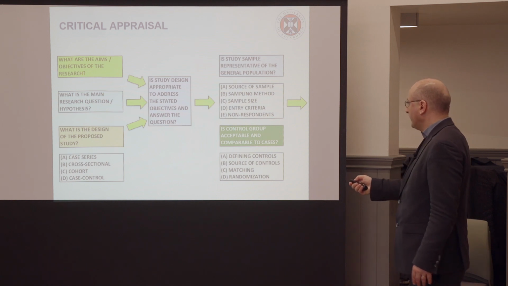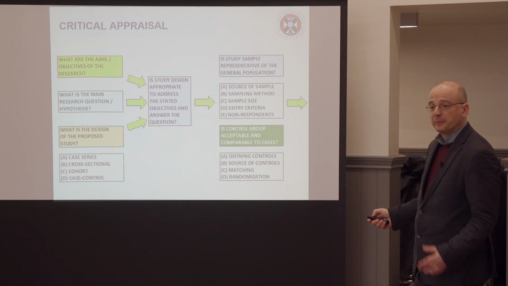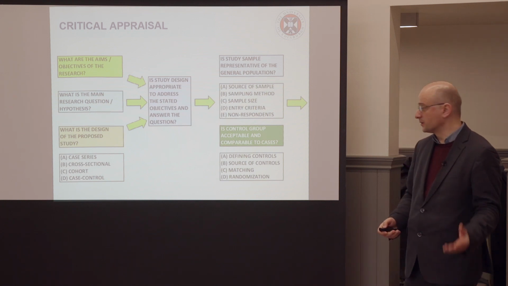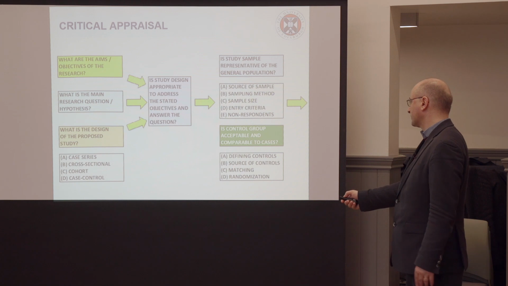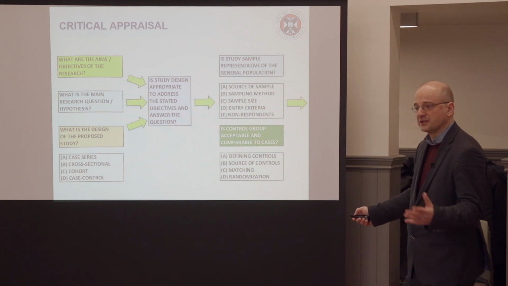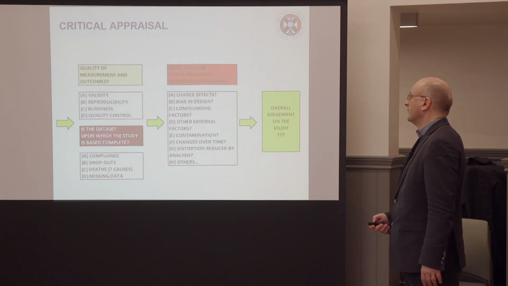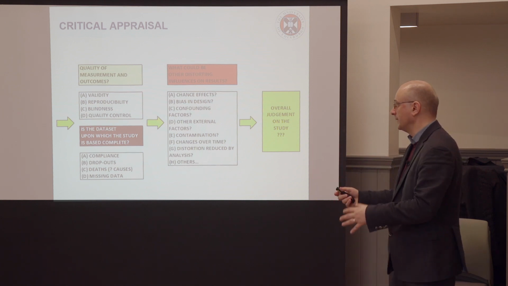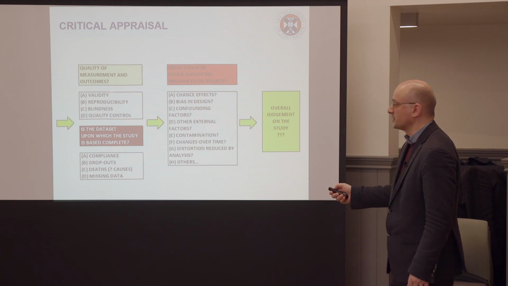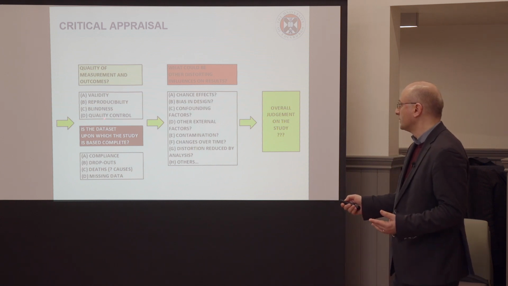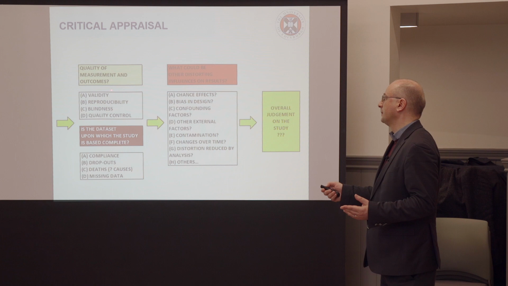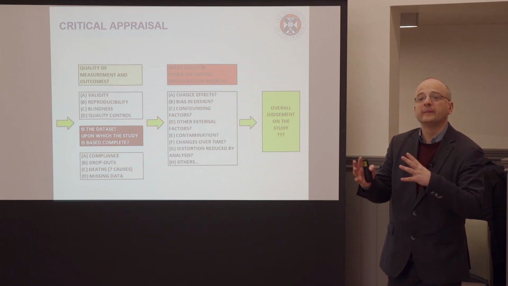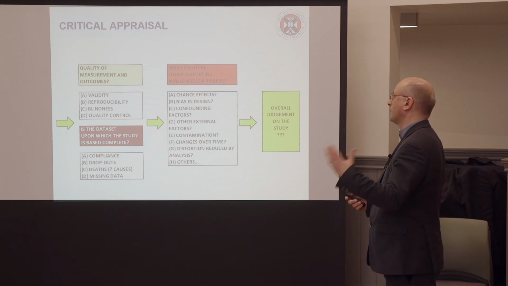You know, then is the control group acceptable and comparable to cases? If this is a case control study, please think carefully about the control group. How did you define controls? What is the source? How did you do the matching? How did you randomize? Then, once you define the people you're studying, what is the quality of all the measurements and all the outcomes? What is the validity, reproducibility, blindness, quality control, everything that's related to the information that you generated that could somehow affect it?